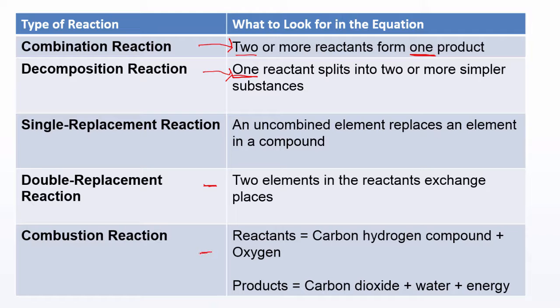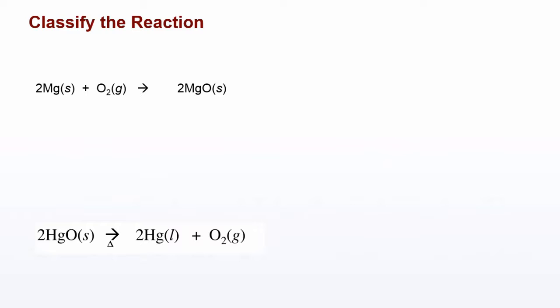And then with a combustion reaction, the reactants are always going to be some type of hydrocarbon compound like propane or some alkane plus oxygen. And then you're always going to produce carbon dioxide, water, and then energy. And remember, energy doesn't always show up in the chemical equation. Okay, so keep these things in mind and we'll practice classifying some reactions.